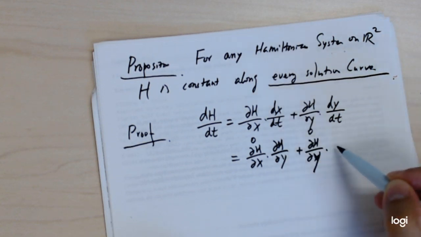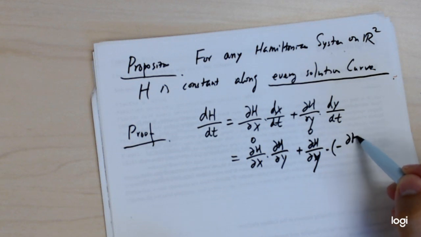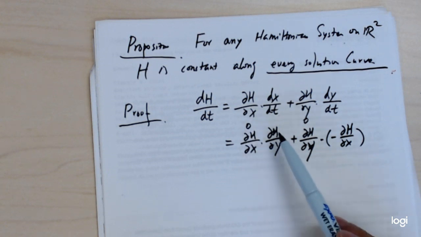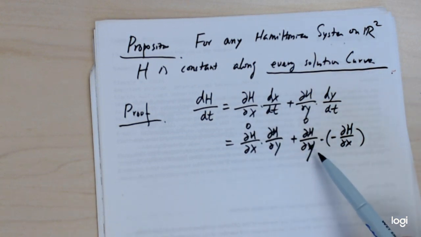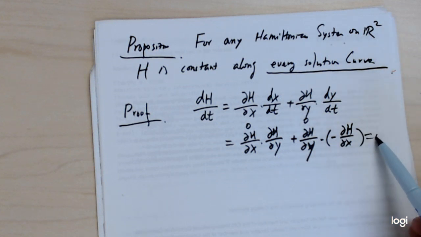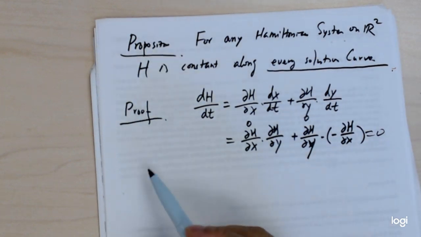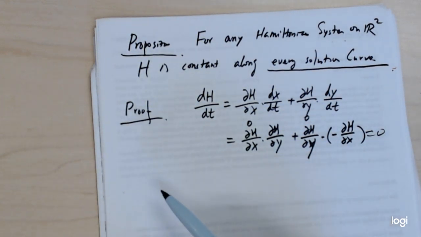Sorry, that's a y here. So this is the product between dh dx and dh dy, and this is the product dh dy and dh dx with a negative sign in the middle, which is obviously 0. So it's that simple. For a Hamiltonian system, h is always a constant along every solution curve.